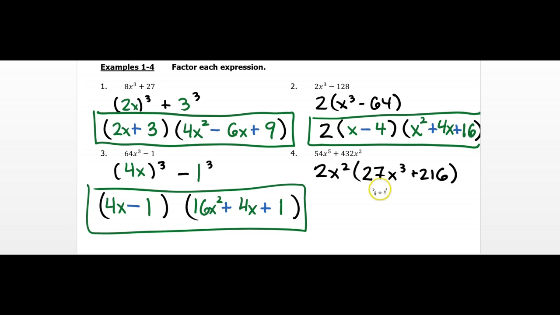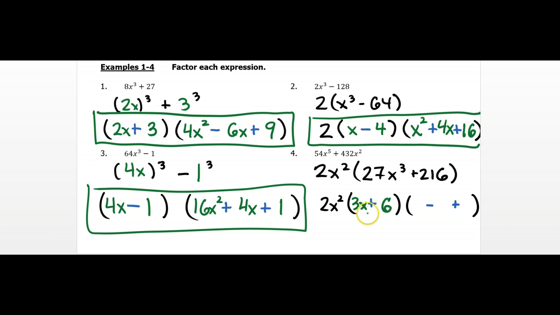Okay, 27 is a perfect cube, as is 216, so now I can factor this binomial into a binomial times a trinomial. Bring down my GCF of 2x squared. We'll put in our signs: same, opposite, always positive. The cube root of 27x cubed is going to be 3x, so we'll put a 3x down here, and the cube root of 216 is 6, so our binomial will be 3x plus 6.